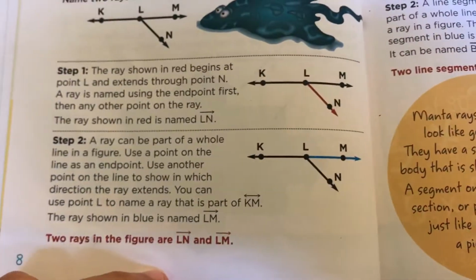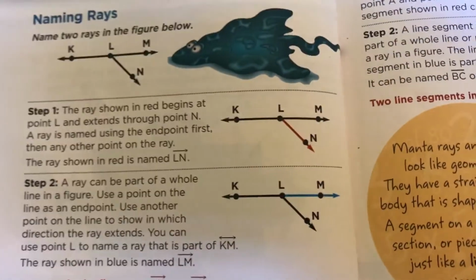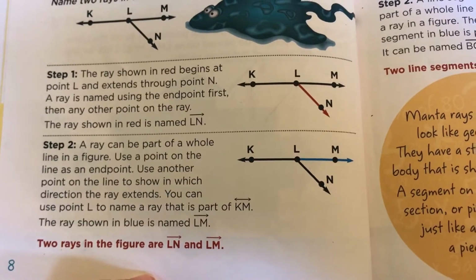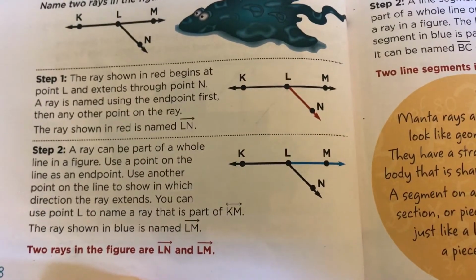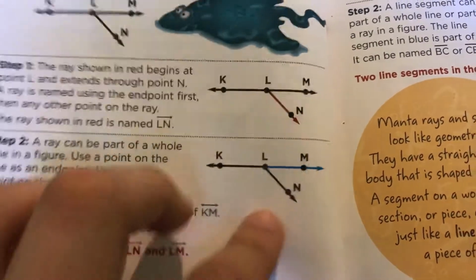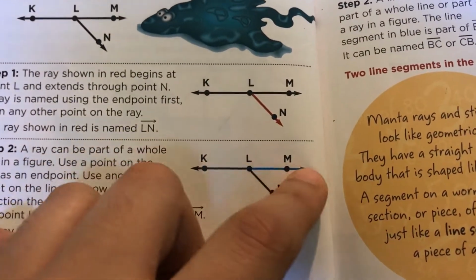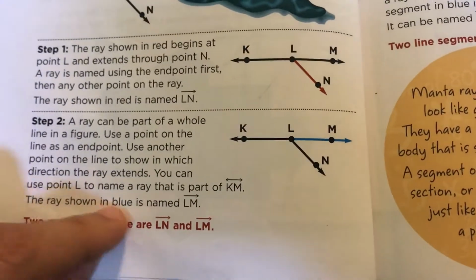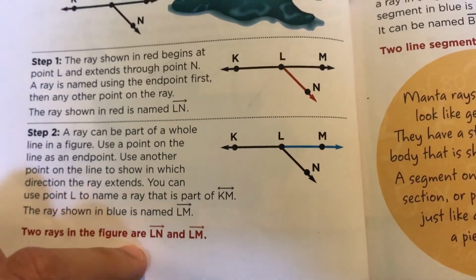Step 2. A ray can be part of a whole line in a figure. Use a point on the line as an endpoint. Use another point on the line to show in which direction the ray extends. You can use point L to name a ray that is part of line KM. So LM would be the ray shown in blue. 2 rays in the figure are LN and LM.